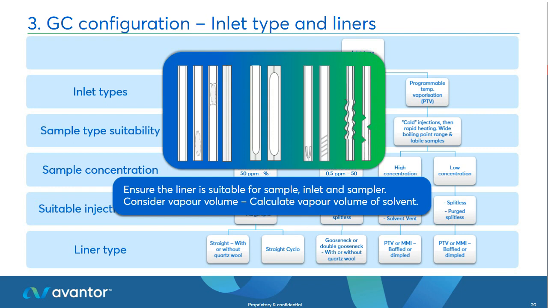And then the other variations you need, maybe you need quartz wool, maybe you don't, maybe you need the gooseneck because you're doing splitless injection. So this is where the variables can come into play, and then understanding your vapor volume as well. So you're ordering the correct type of liner and the correct size.